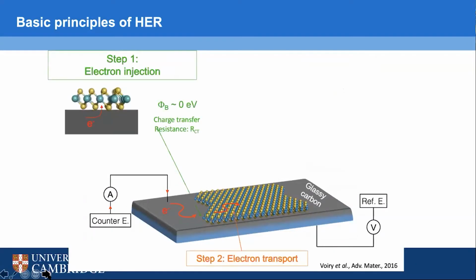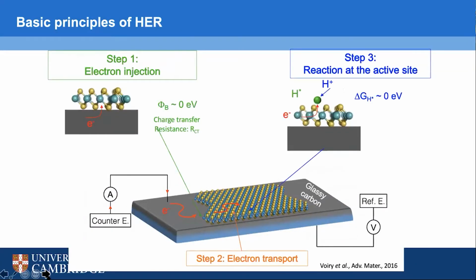But our basic approach to electrocatalysis has been to leverage our background in electronics and electrical engineering to really understand each step of the catalytic reaction. So our approach has been to break up the HER process into 3 different steps. The first being electron injection from the support to the catalyst.